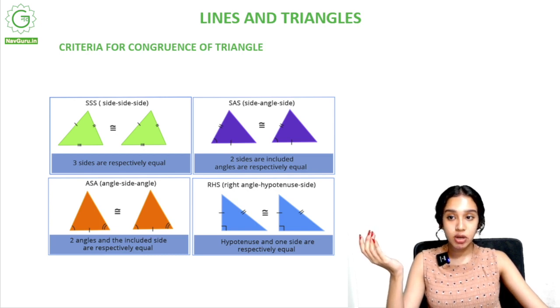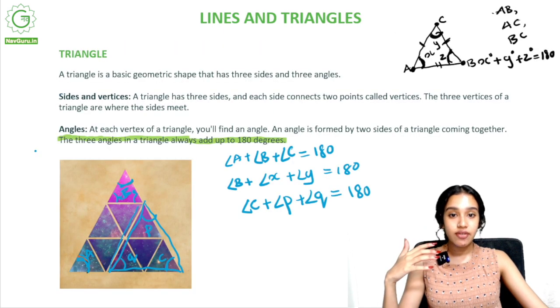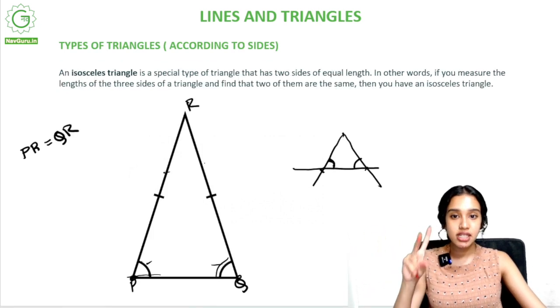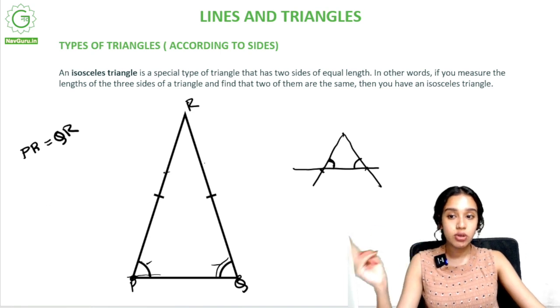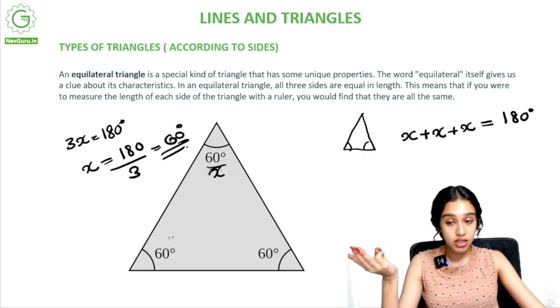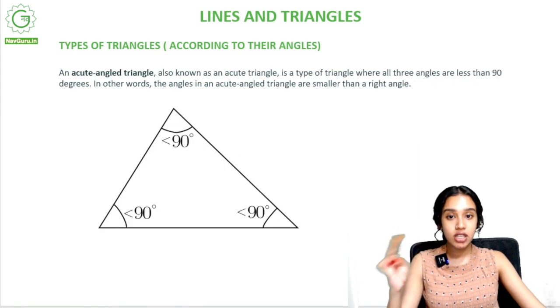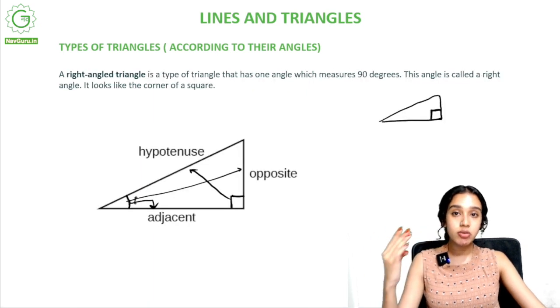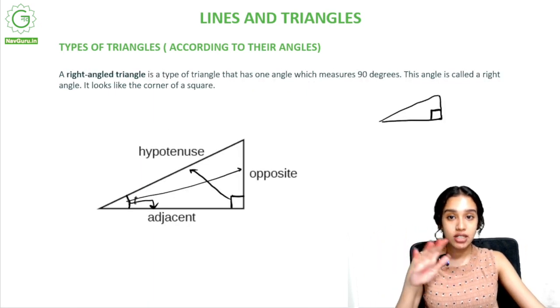So that is it about the chapter lines and triangles. In triangles, we talked about different things like types of triangles where we classified them according to the sides. We talked about scalene triangles, they have no equal sides. Then isosceles triangles which have two equal sides and equilateral triangles which have all equal sides. Then we talked about acute triangles which have every angle less than 90 degrees. And then we talked about right angle triangles, which have one angle of 90 degrees.